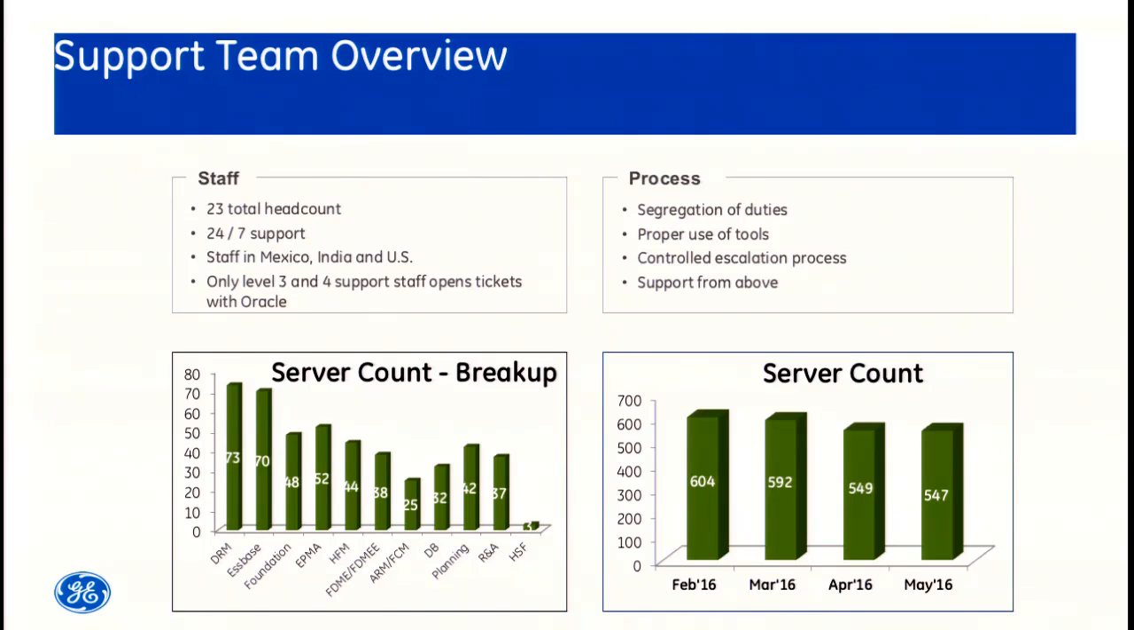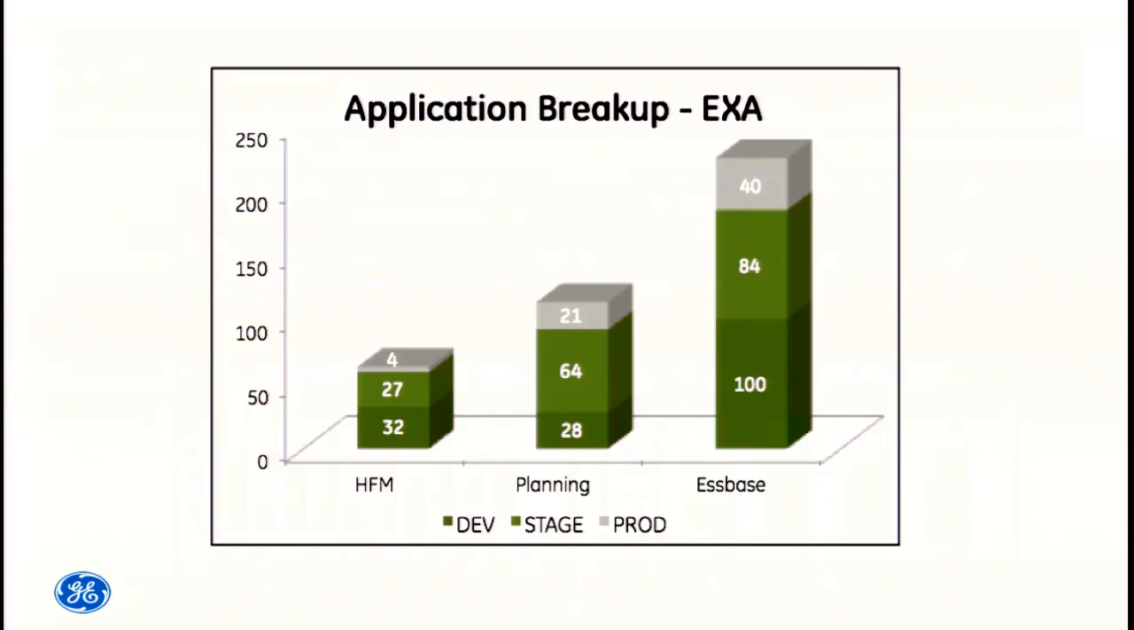These are some stats about how things are broken up, the different counts and stuff. Just to clarify, because these numbers might contradict some of the other numbers I had a few minutes ago, this global support team is still also servicing that R2R virtual environment. So that's why you'll see more servers here. As we wind those down, it'll just be the EXA ones. That's 73 DRM servers.